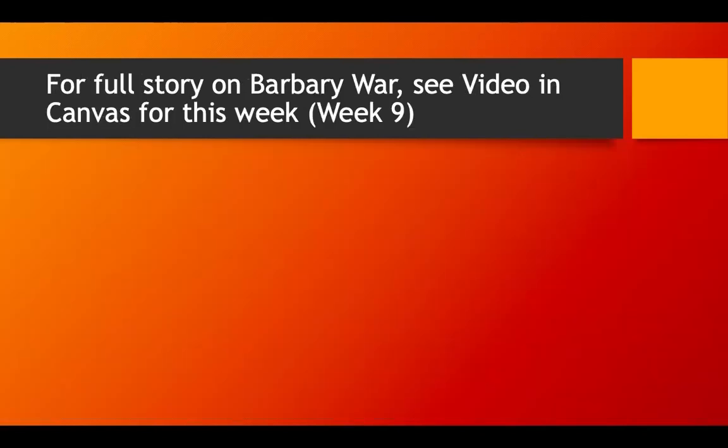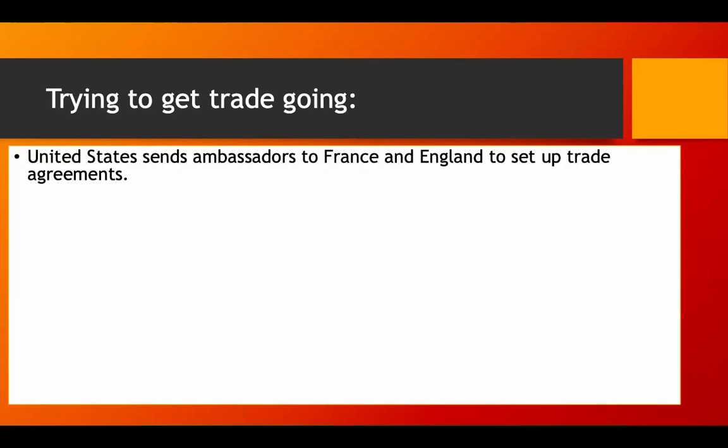So what are the French going to do? We're going to talk about that here in a second. During this period, the United States wants to get some trade going with France and England. And so we're going to hire some ambassadors, right, to go to France and England. We've already had someone go to Spain, and that was that great deal that allowed the U.S. to use the Mississippi and ended the Whiskey Rebellion. Well, we now need to send people to France and England.